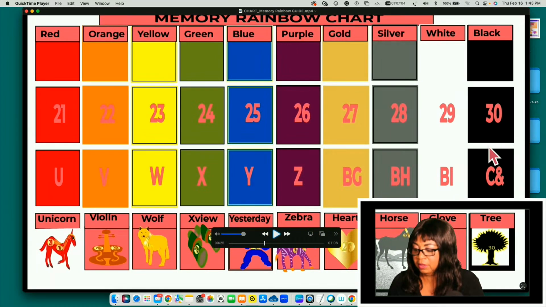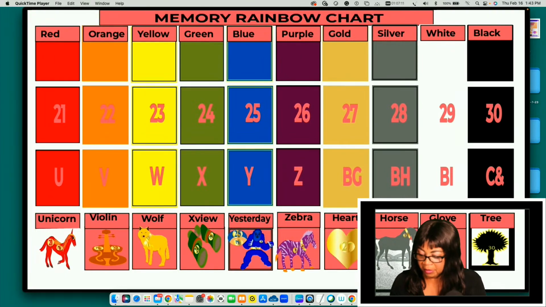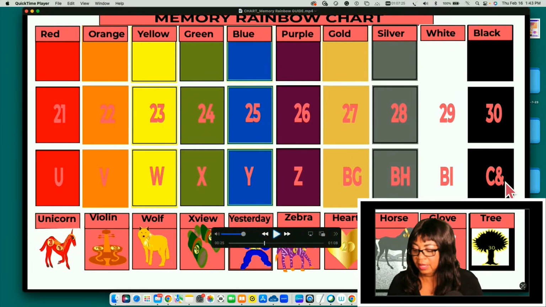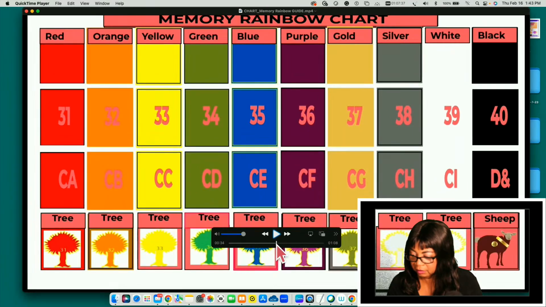So 3 goes with C, and 0, I used the ampersand sign, which is on the computer, because I wanted to use something that kind of resembled that zero, and they all sort of have that infinity look about them, that circle, that movement, that smooth movement. So I used that as the new combination letter for the number 30, right? And then I move on.